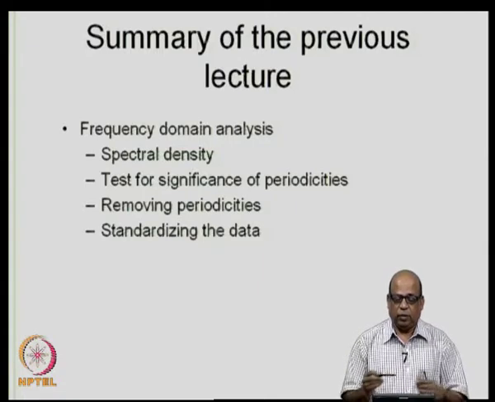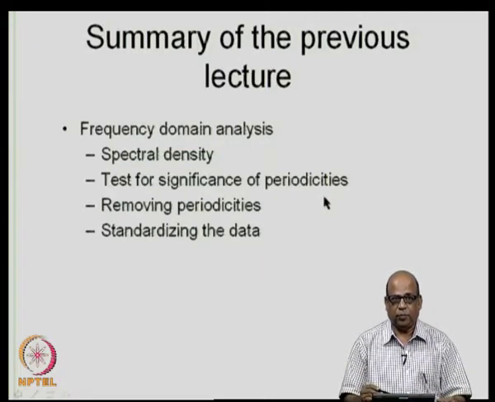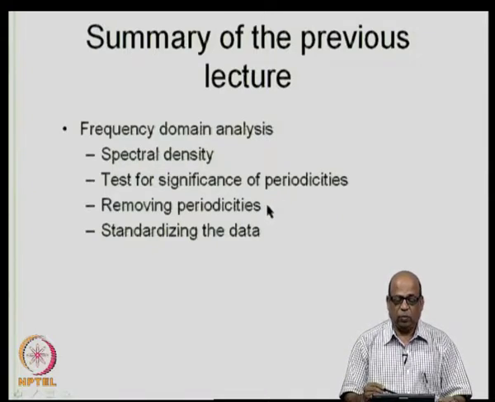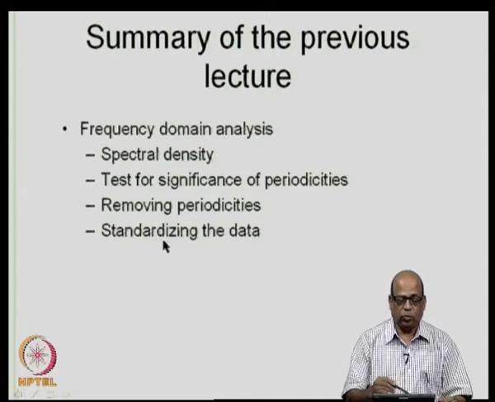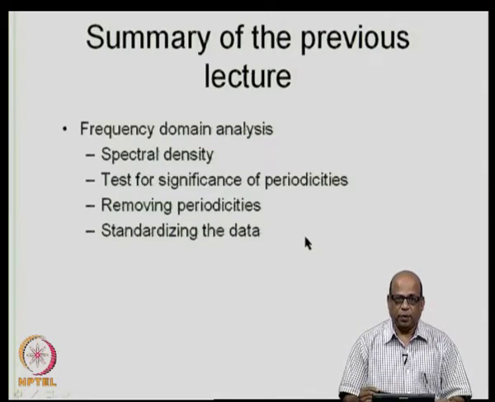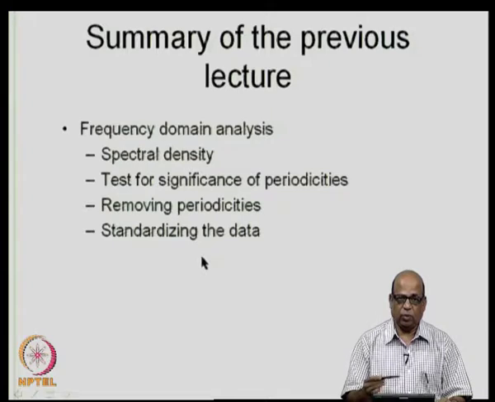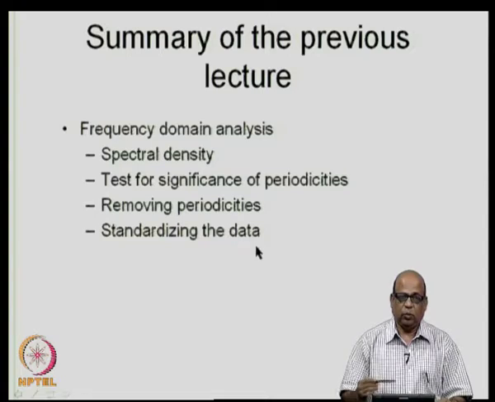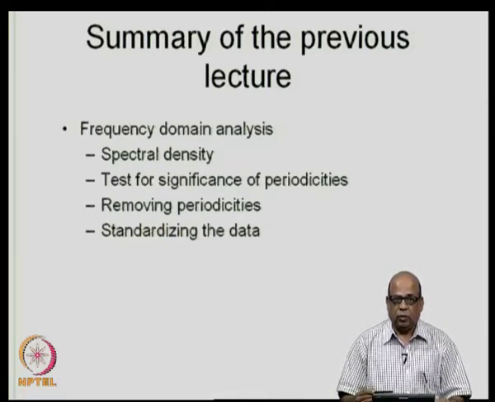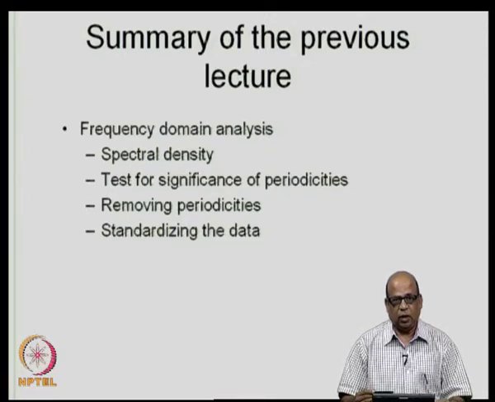Once we identify the statistically significant periodicities, we also examined how we remove those periodicities from the data. In that process we also introduced a method of standardizing the data. We examined how the correlogram and the spectral density, or the line spectrum or power spectrum, look for the standardized data vis-a-vis the original data. Towards the end of the last lecture, we were discussing a numerical example of estimating the power spectrum and identifying the periodicities. So, we will continue with that example.